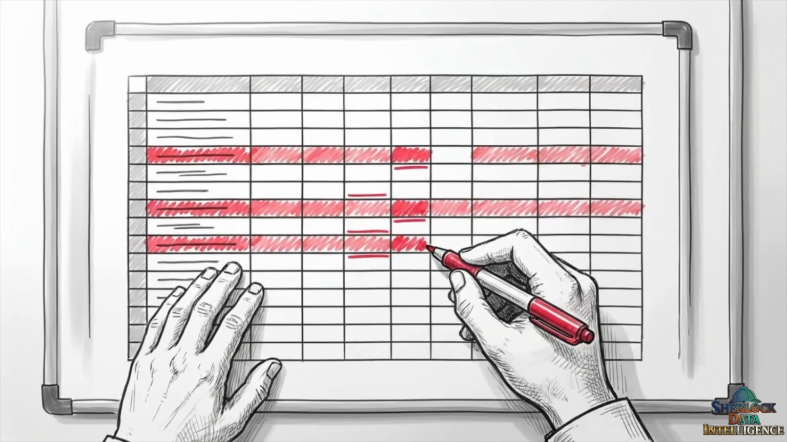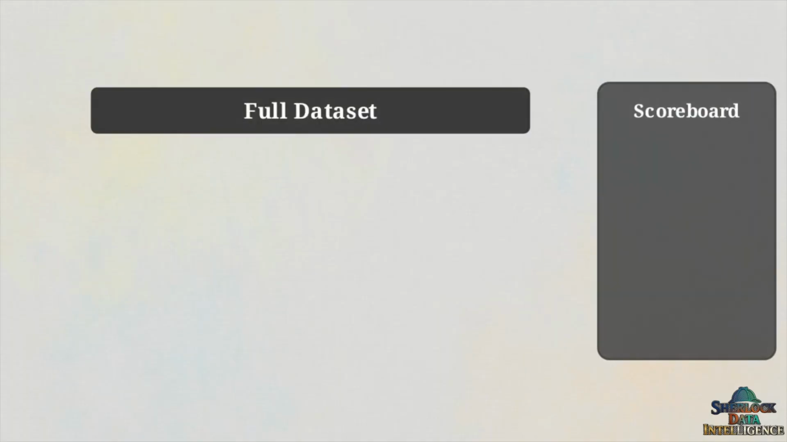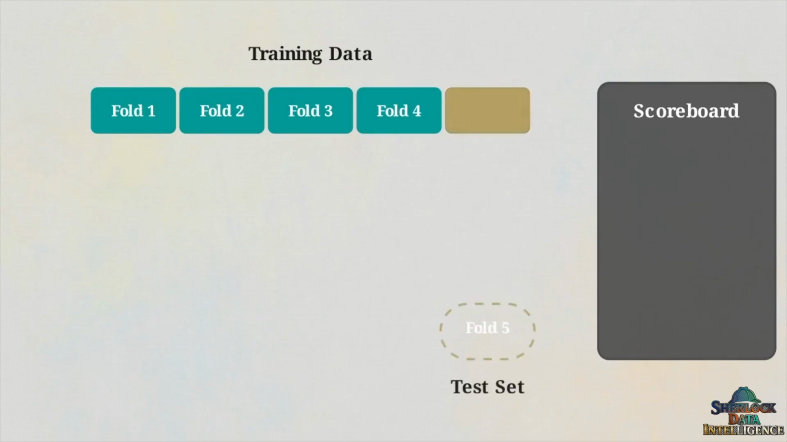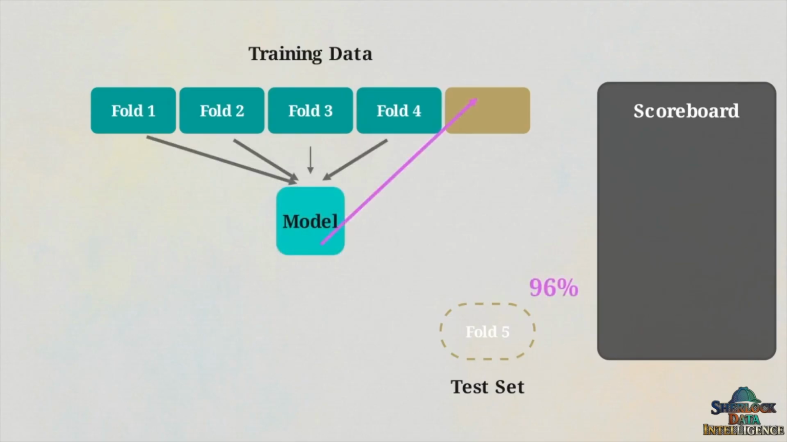To strip away that reliance on chance, statisticians use a procedure known as k-fold cross-validation. Here is a graphic showing how it works. Instead of a single cut, the algorithm takes the entire dataset and divides it into a specific number of non-overlapping blocks, often 5 equal pieces. In the first round, the model trains on blocks 1 through 4. Block 5 is held entirely in reserve, acting as the untouched test set. The model evaluates block 5 and returns that highly promising score of 96%.